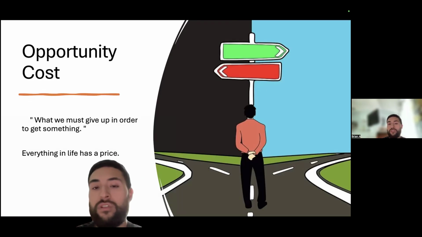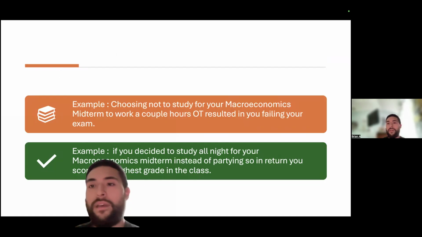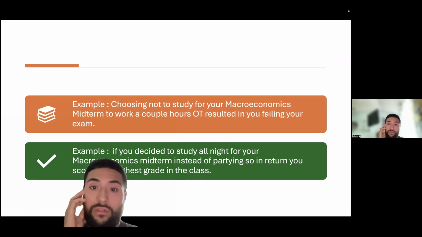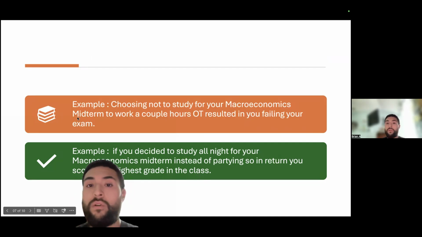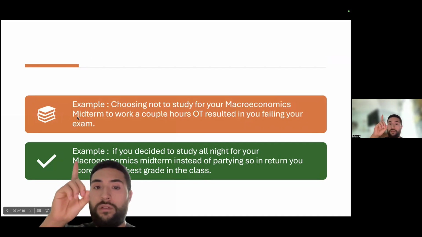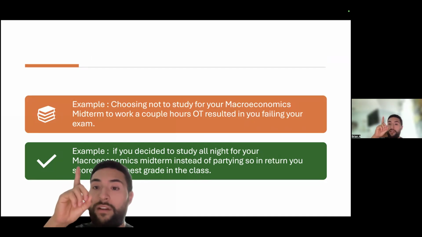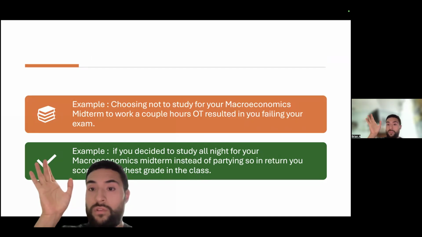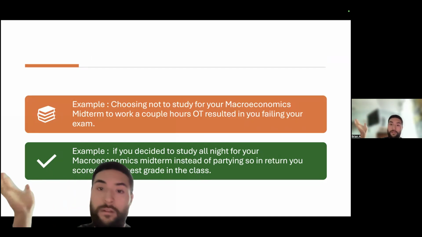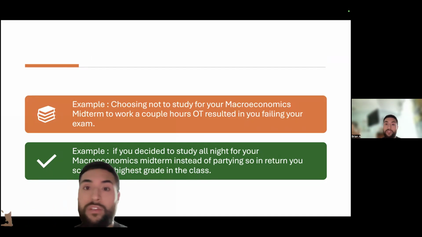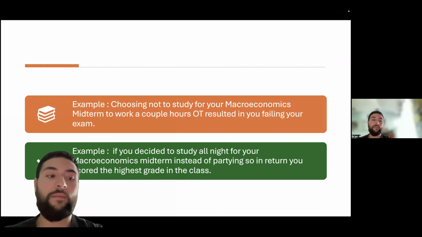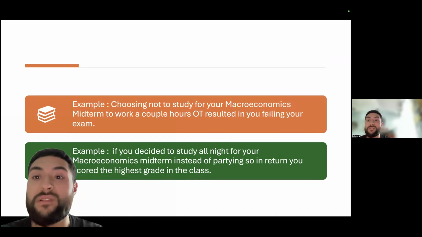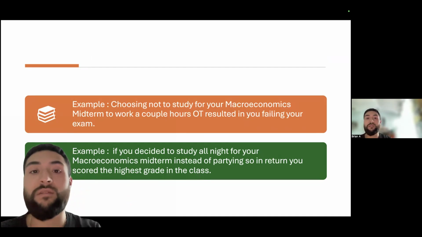And the choice is always going to be yours. Now, I gave you two examples here. You could choose number one, which is choosing not to study for your macroeconomics midterm to work a couple hours overtime, resulting in you failing your exam. I know we all need some extra cash right now, but listen, you had the opportunity to make money. You made the money, but you failed your test, so that was your cost.